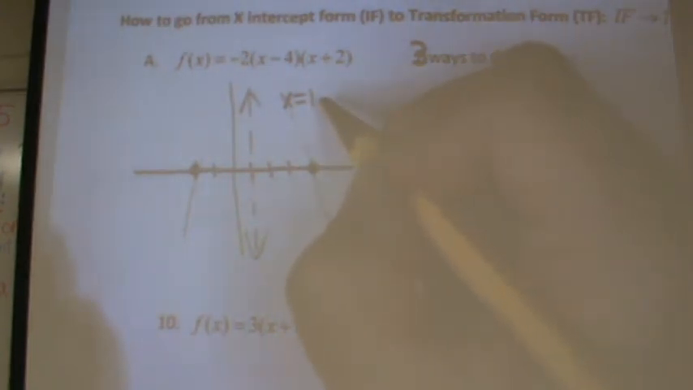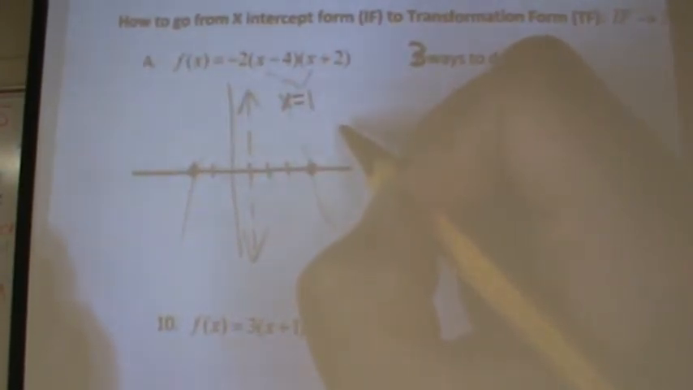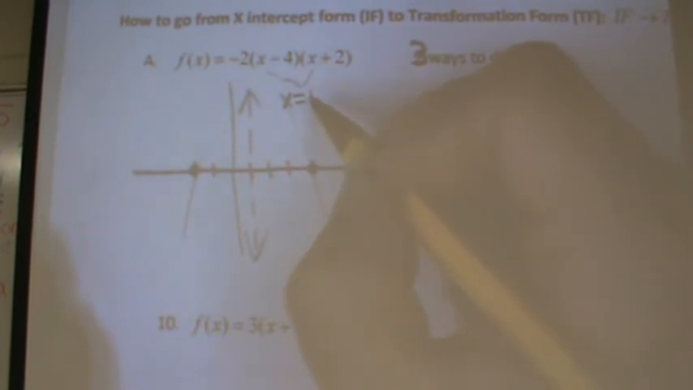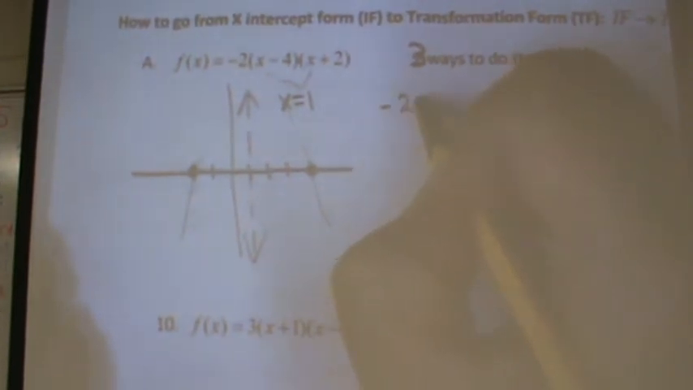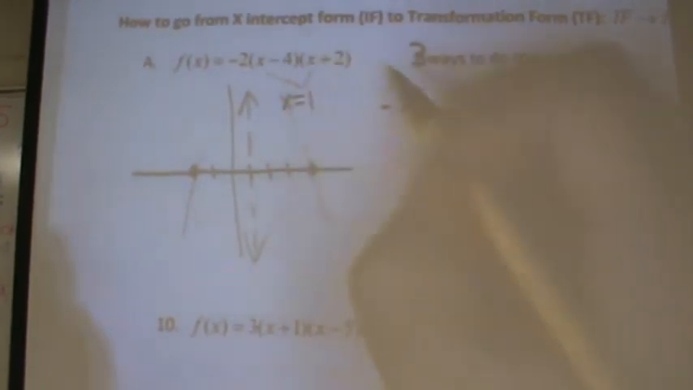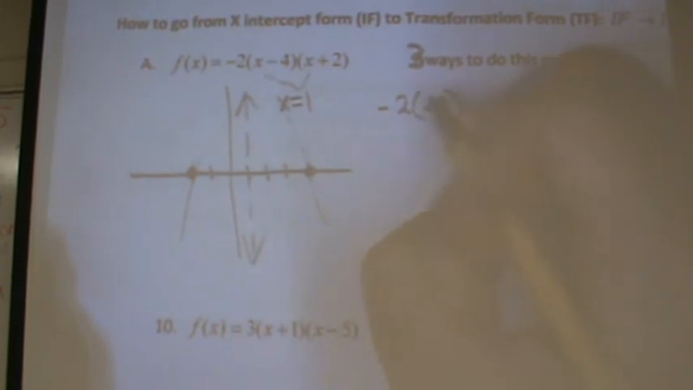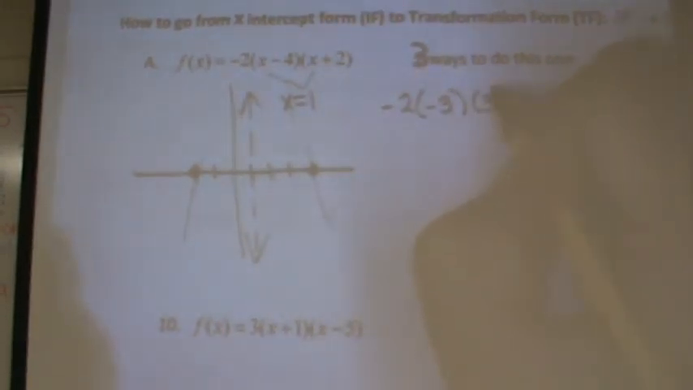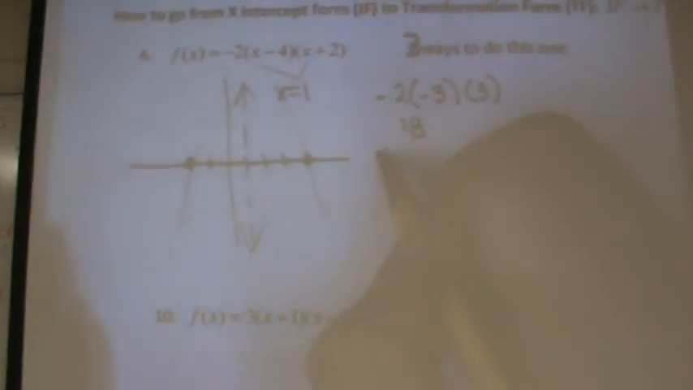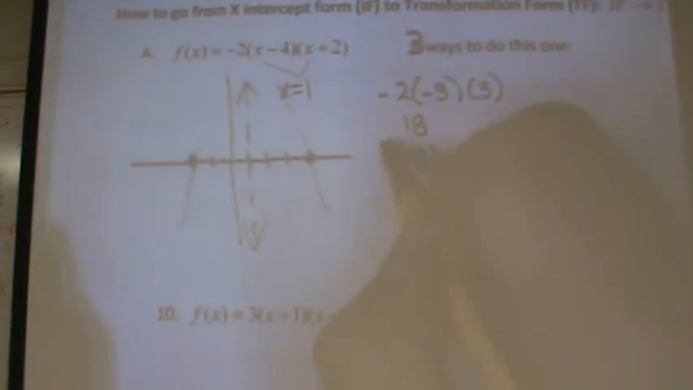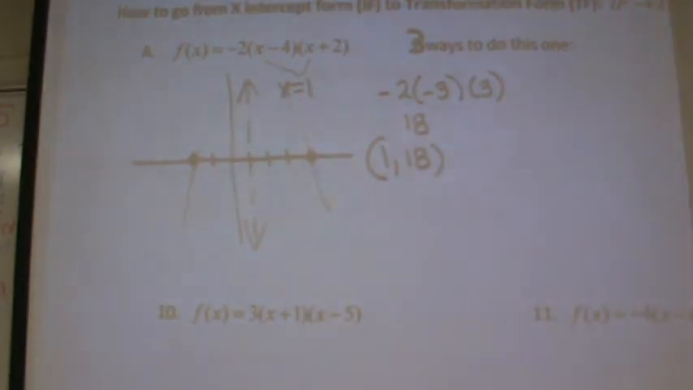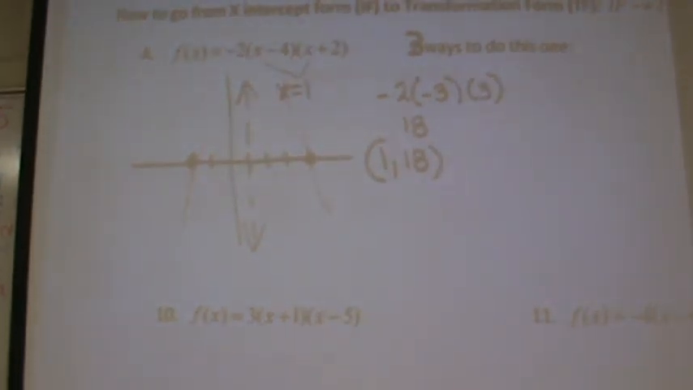What would you do with this 1? You would plug it in right here and here. So what would be the y value? If you plugged 1 in both places, you get 1 minus 4, which is -3, and 1 plus 2 is 3. -3 times 3 is -9, times -2, so it's 18. So your vertex is (1, 18), correct? We figured it out just by sketching a little graph.